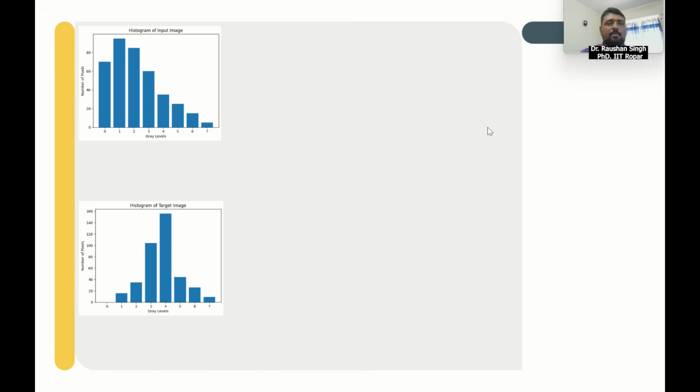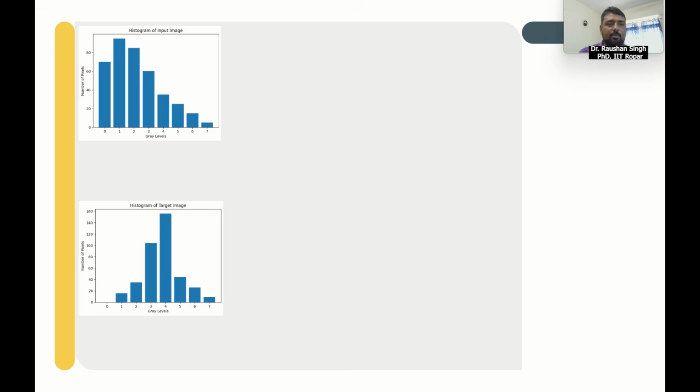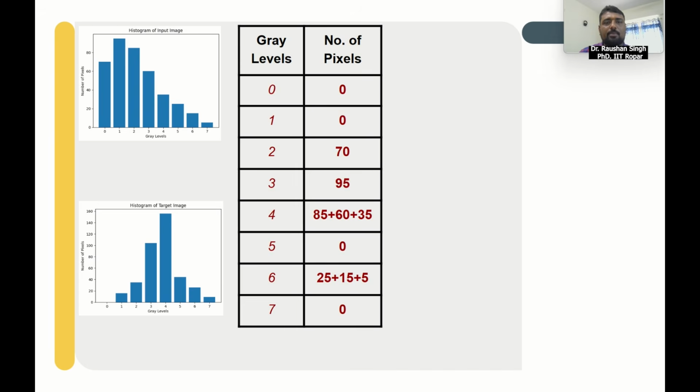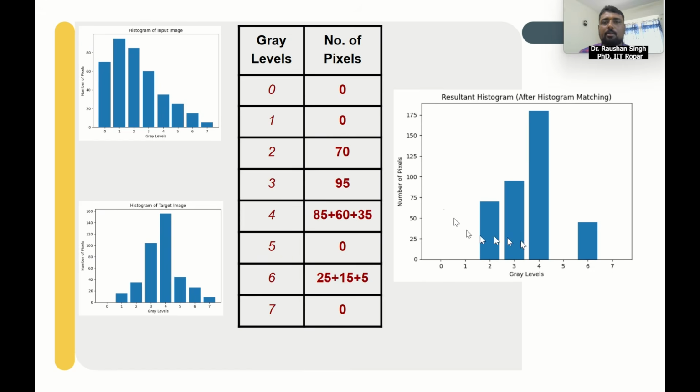Because of this, you can see that the histogram of the input image was this one, and the histogram of your target image was this one, and because of these values we are drawing the new histogram, which is this one. For 0 there is nothing, for 1 there is nothing, for 2 there is 70, for 3 we have 95, for 4 we have this complete value, which is 85 plus 60 plus 35. The fifth value is 0, and the sixth value is this 45, and the seventh value is not present. So this is your final resultant histogram.